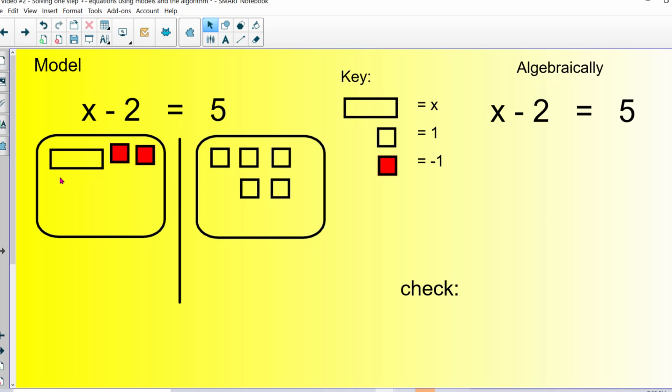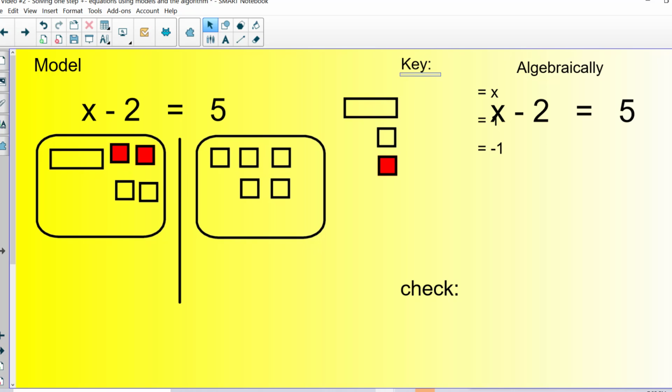Remember what we want to do, get the x by itself. So what do I have to get rid of to isolate the variable so that the variable is by itself? The -2. How am I going to get rid of the -2? I'm going to put on 2 positives. That's right. 2 positives. Right? Now, but what happens?